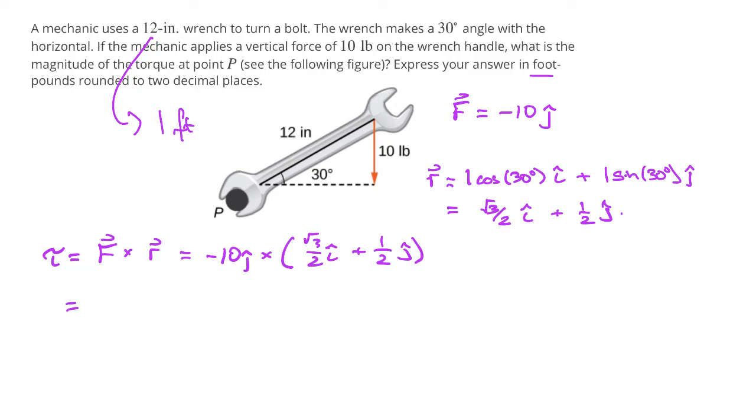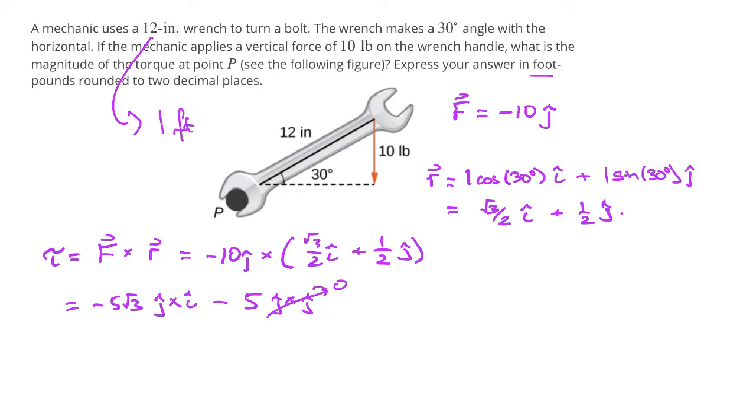So we have a negative 10 times a √3/2. And so that's going to give us a negative 5√3 in the J cross I direction. And then a minus 5 in the J cross J direction. But remember that J cross J is just going to be 0.